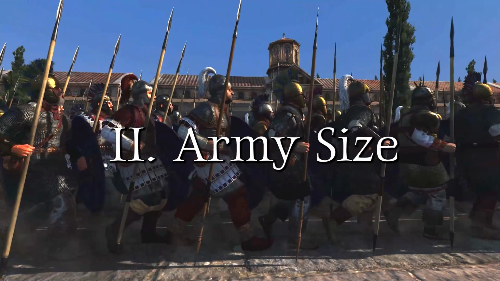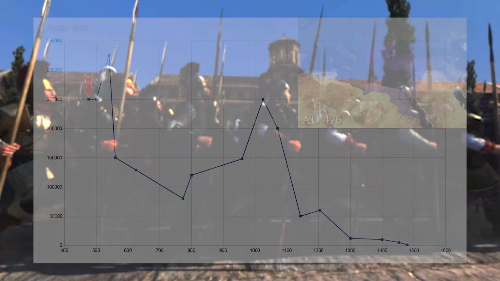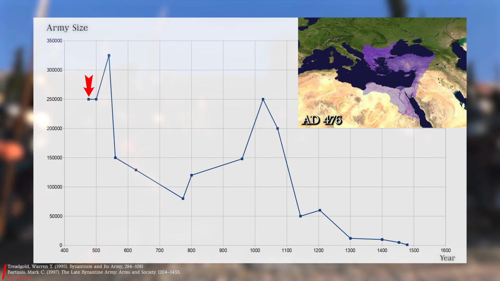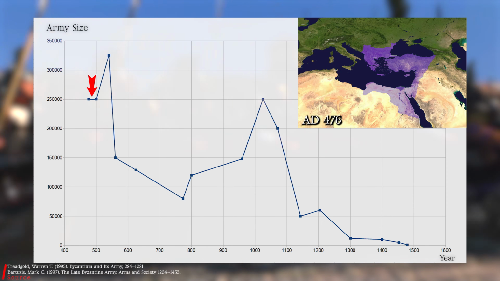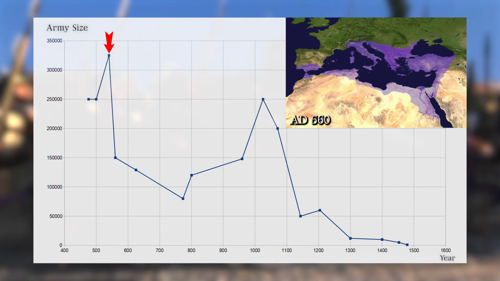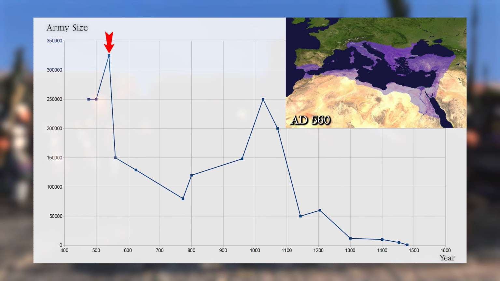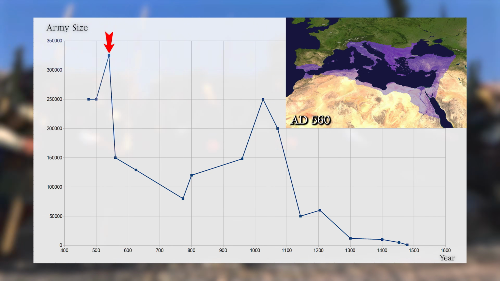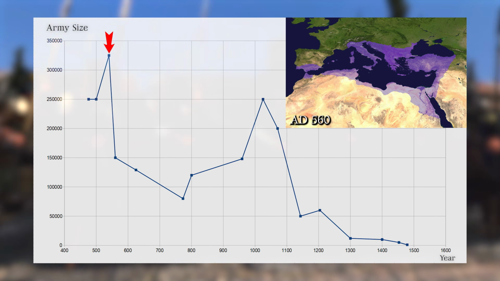2. Army size. So what about the size of the Eastern Roman army? When the West fell, the East inherited almost half of the Roman army, so around 250,000 soldiers in 476 AD. And it has been estimated by Warren Treadgold that the army then would have grown to 380,000 men by 540 AD, the peak of Eastern Roman power. I personally find that number exaggerated. I think 300,000 to 350,000 would be more realistic, but of course we cannot know for sure.